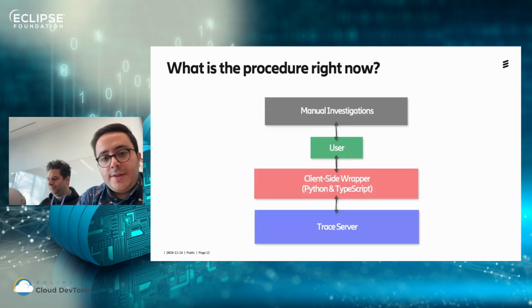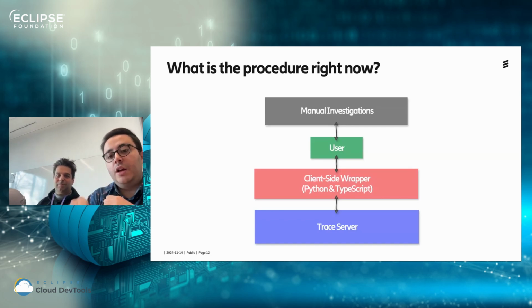But what is the procedure right now? Consider that I'm a user and I have my trace. What should I do? I should use a wrapper to communicate with the Trace Server. I can use either Python or TypeScript right now. So I have my trace. I give it to the wrapper. It goes to the Trace Server and then comes back to me. And then from this point, I have to apply my own manual investigations.